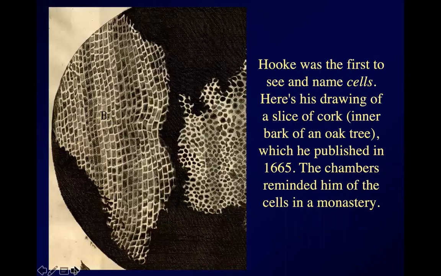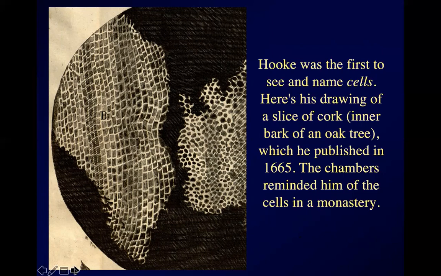And Hooke was the very first person to see and name cells. These are drawings he made that he published in 1665, drawings of a thin slice of cork, the stuff you put in wine bottles, of course. But cork is the inner bark of a species of oak tree called Quercus suber, called, you will be surprised to hear, the cork bark oak. Duh.